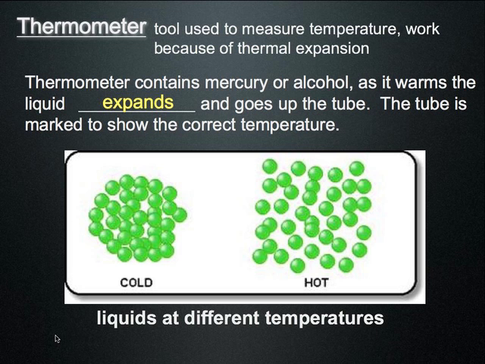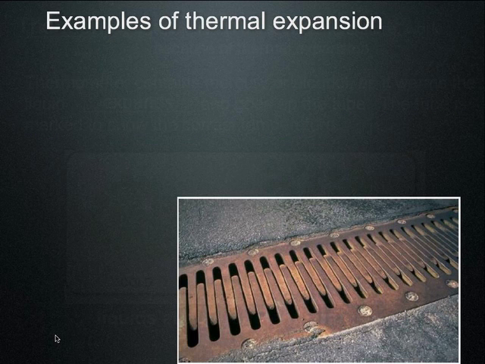Victoria? You said mercury is more accurate than alcohol. What makes it more accurate? I think because it has greater changes for the temperature. Because it's a metal, I believe that's why it's more accurate, that it shows a greater difference.